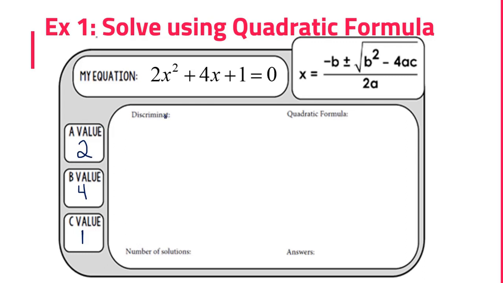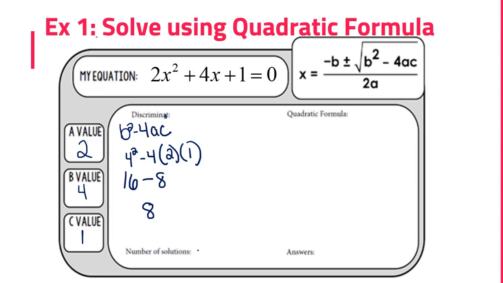Now, let's find the discriminant. So we're going to plug into b squared minus 4ac. We're going to figure out what this value is. Well, b squared, so 4 squared, minus 4 times a times c, literally taking what a, b, and c are. So 4 squared is 16. 4 times 2 is 8, times 1 is 8. So 16 minus 8 is 8, right? So I will get 2 real solutions out of this problem.